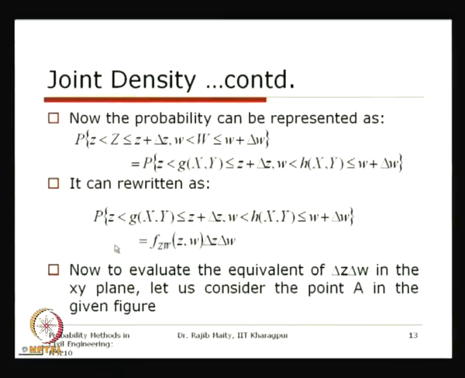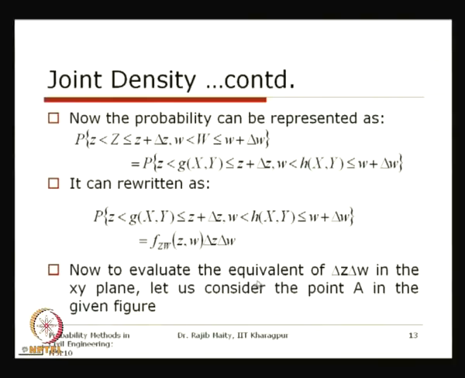Similarly, you can extend this to three random variables, four random variables. That will be some hyperplane and hypervolume to represent that probability. So for the two dimensional case, it is the density multiplied by the small area, which is the probability of the joint occurrence of these two events.